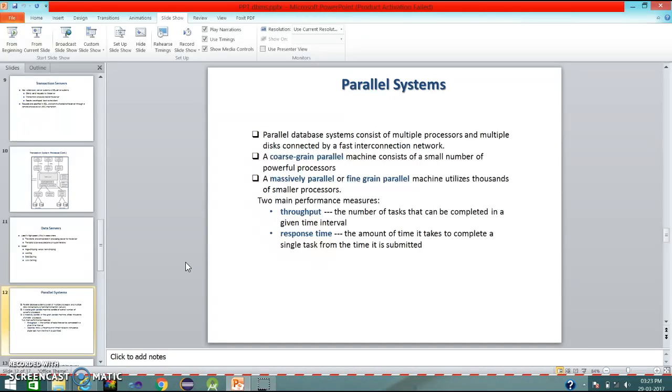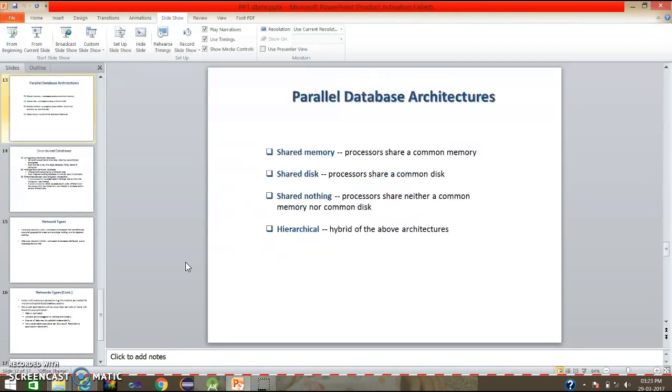There are two main performance measures: the first is throughput and the other is response time. Throughput is the number of tasks that can be completed in a given time interval. Response time is the amount of time it takes to complete a single task from the time it is submitted.